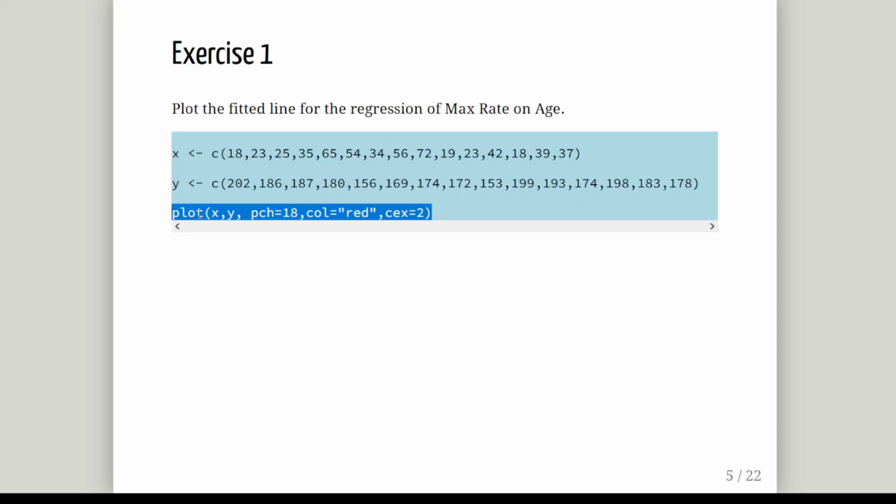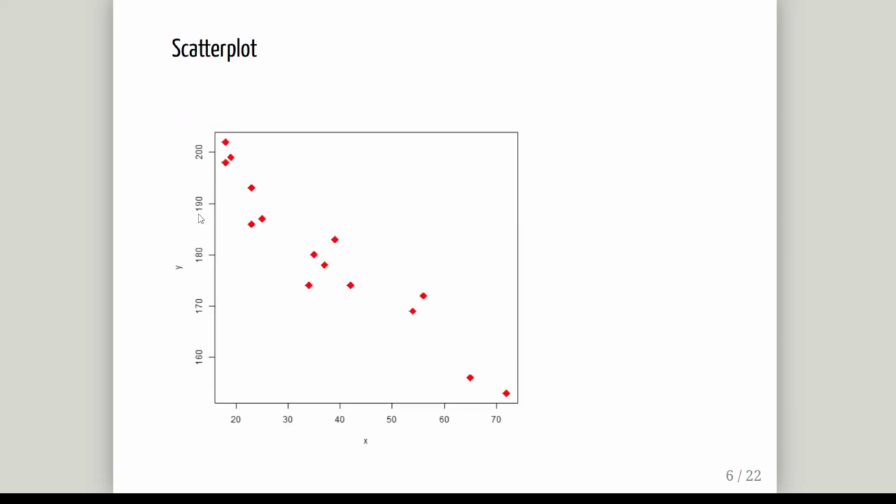So this is the command, plot X and Y. The rest of it is just to make the plot easy to look at. pch equals 18, that's the plot character, color equals red, and the character size, cex, equals 2. So that's the scatter plot that we would get. You can see the downward trend in the points, from the top left to the bottom right.